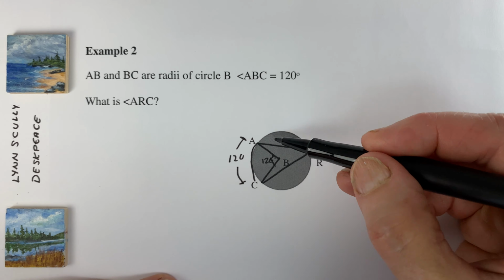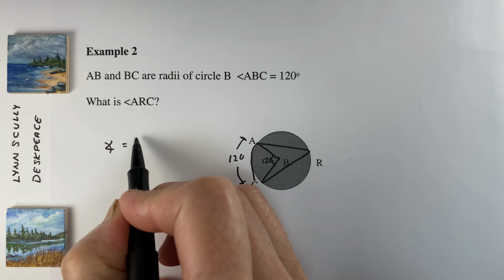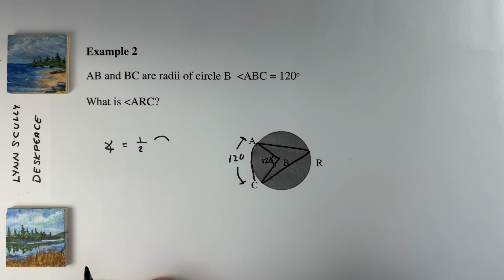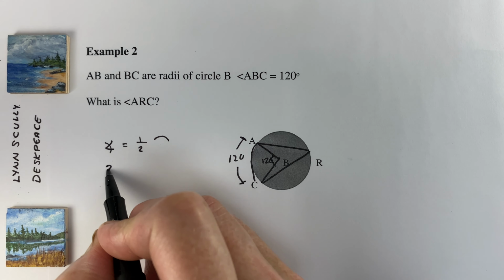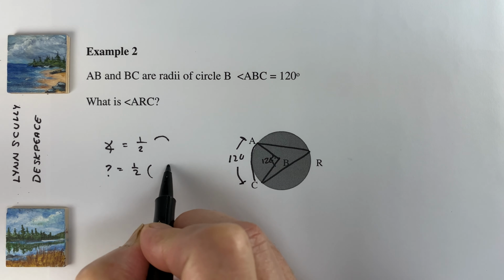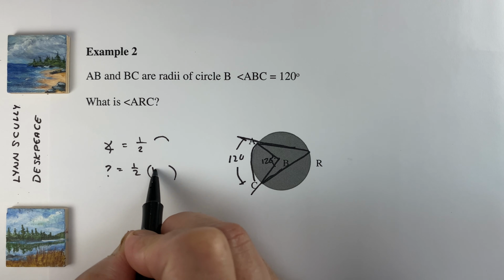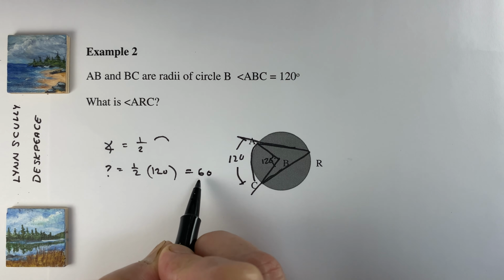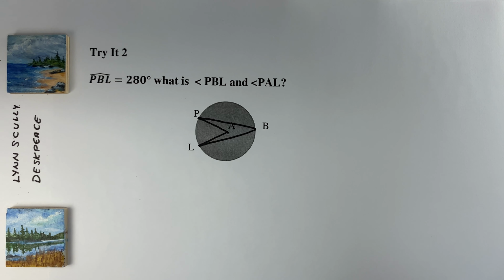What is angle ARC? Okay, go with my formula. The angle is equal to 1/2 of the arc. In this case, ARC is what I want to know, and 1/2, and then the arc between the lines was 120 degrees. So the final answer is 60 degrees. Here's try it 2. Pause the video, do it, and then I'll show you the solution.